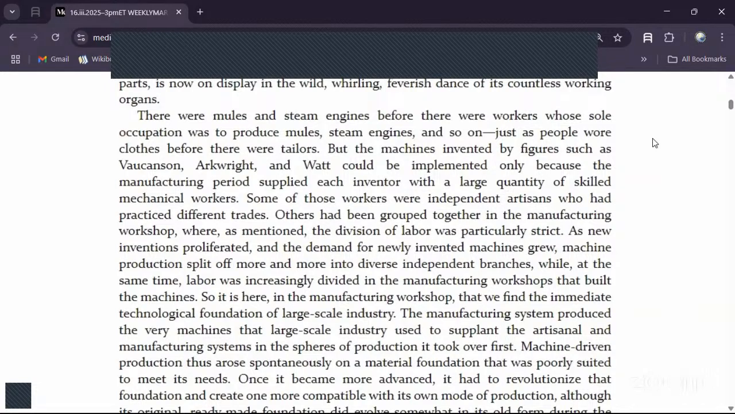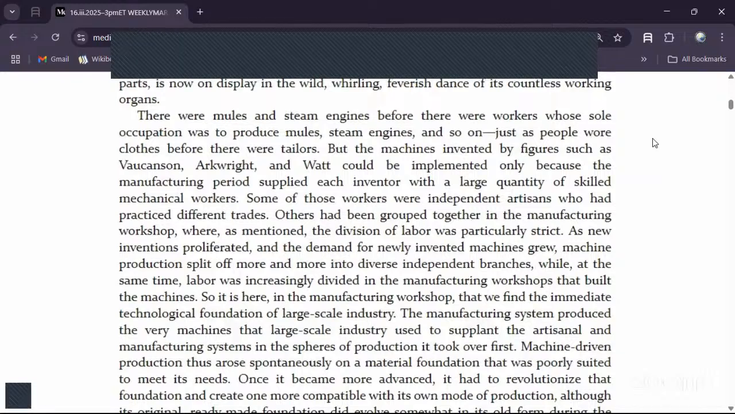But the machines invented by figures such as Vaucanson, Arkwright, and Watt could be implemented only because the manufacturing period supplied each inventor with a large quantity of skilled mechanical workers. Some of those workers were independent artisans who had practiced different trades. Others had been grouped together in the manufacturing workshop, where, as mentioned, the division of labor was particularly strict.